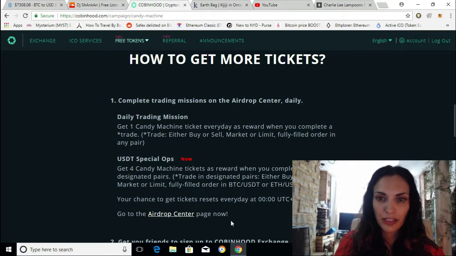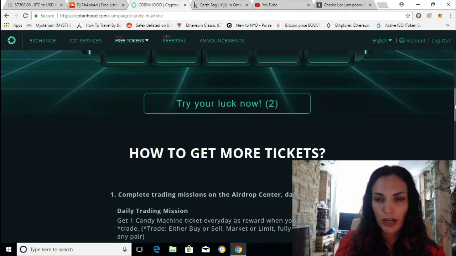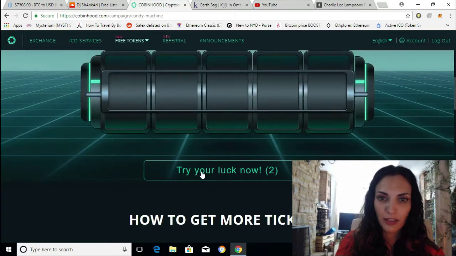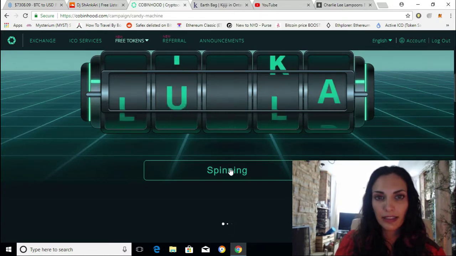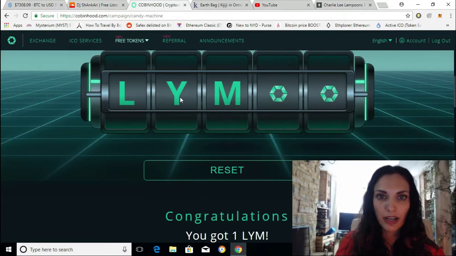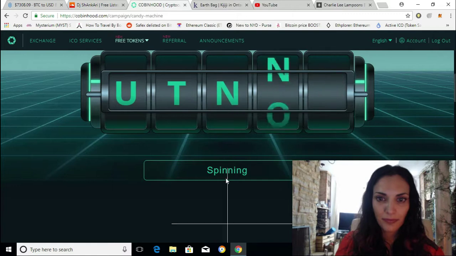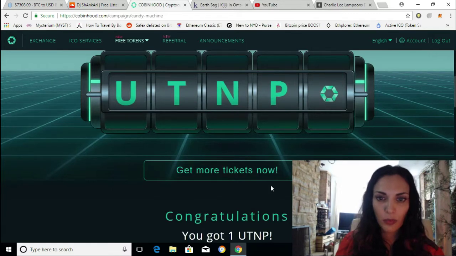If you scroll down here, it says fully filled orders in BTC, USD, or ETH, USDT pairs get 4 candy machine tickets instead of 1, which is basically what you would get if you were trading in the USDT COB. So you can try your luck now, and then you just click, and then it says you get 1 LYM. I don't even know what that is, but great, I have one. And then I can do it again, and I got 1 UT NP.